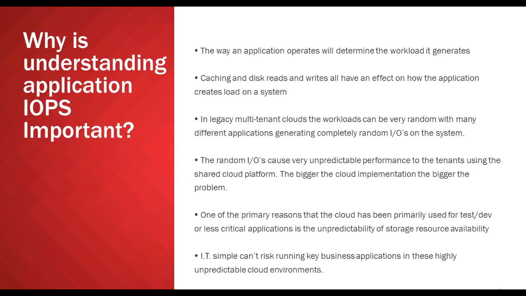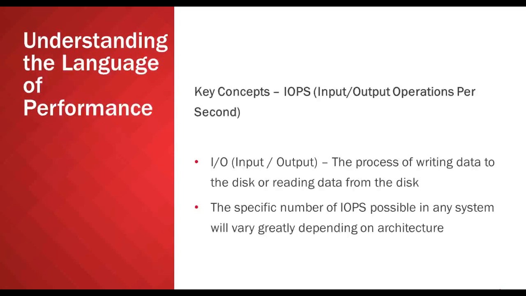However, in multi-tenant legacy clouds, the workloads can be very random because you have potentially thousands of different applications or tenants in that system generating completely random I/O. You could have 1,000 different web servers running different promotions and specials and driving different load on the underlying architecture, which, from a service provider perspective, we don't really know what's running in there. All we know is that we have a lot of customers running applications. And one of the primary reasons that the cloud has been primarily used for test dev or less critical applications is the unpredictable storage resource availability. So again, that noisy neighbor, the inability to have a predictable hosting experience relegates a lot of cloud applications to non-critical workloads. And finally, IT simply can't risk running key business applications in these unpredictable cloud environments.